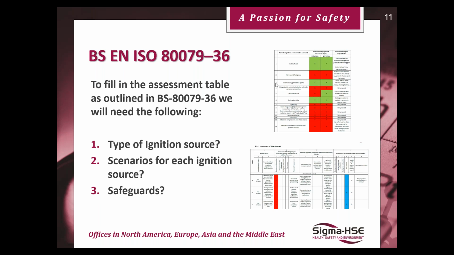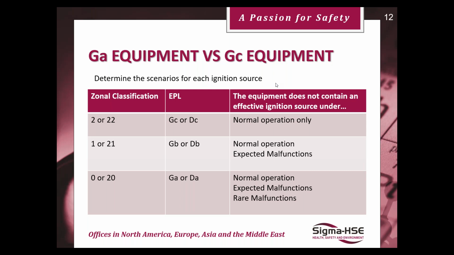So as I mentioned, when you do your ATEX DSEAR assessment, you have a zonal classification. So it could be zone 0, 1, 2, or 20, 21, 22. That corresponds to an EPL. As you can see, GA, DA is for zone 0s and 20s, and the less risky or less onerous is the 2s and the 22s, which is the GC, DC, which is also category 1, 2, 3. So category 1 is the GA, DA.